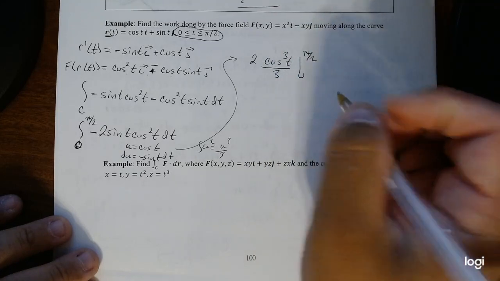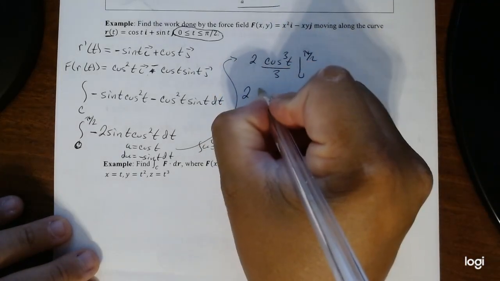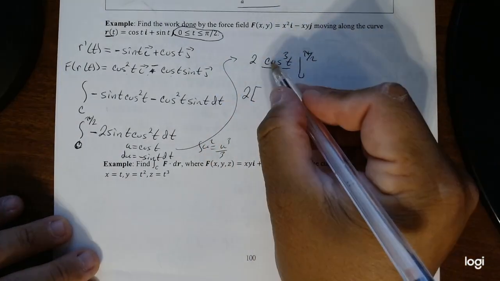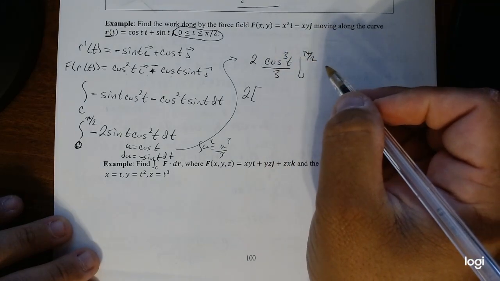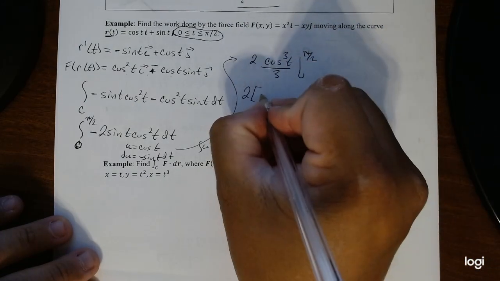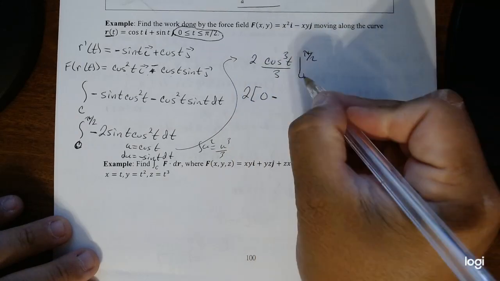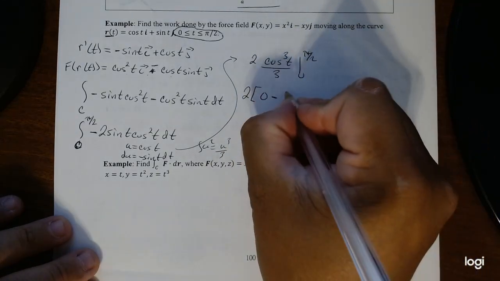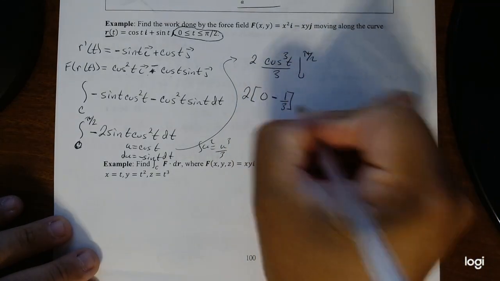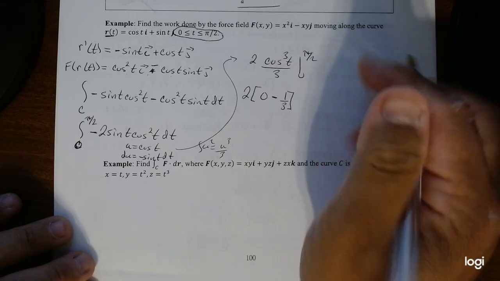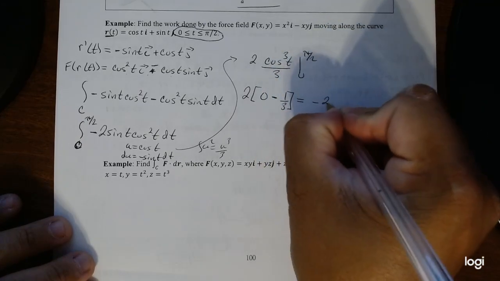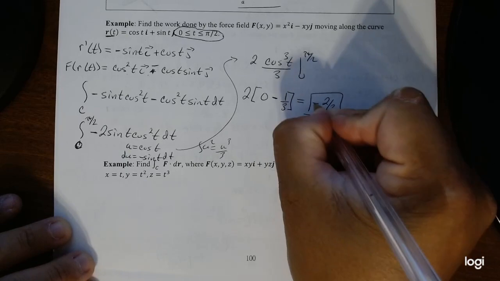All right, so what do we get here? So we have 2 times, plug it in, so cosine of pi over 2 is 0, so that's just gone, minus cosine of 0 is 1, so just 1/3. So this just gives me negative 2/3.